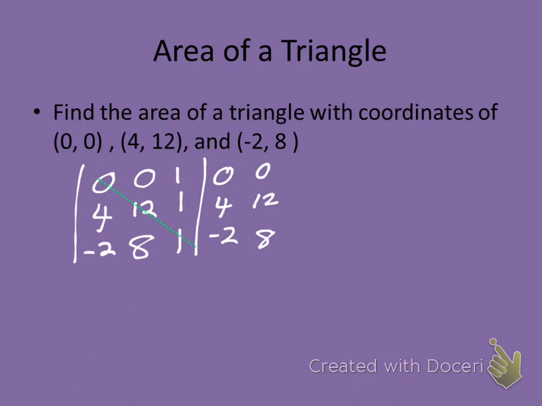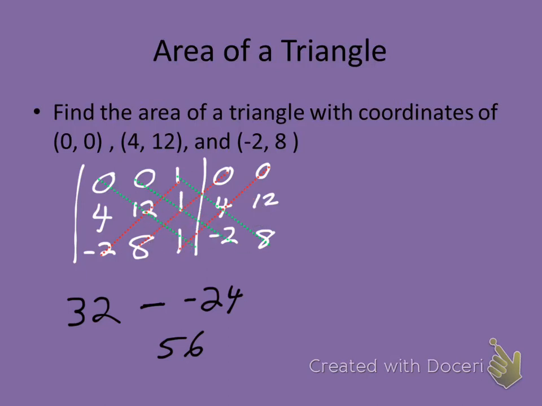Okay, 0 times 12 times 1. 0 times 1 times -2. 0. All right, cool. 1 times 4 times 8. That's 32. Okay, so there's our one ways. Let's go the other way now. 1 times 12 times negative 2. Negative 24. 0 times 8 times 1, 0. 0 times 4 times 1, 0. So 32 minus negative 24 becomes 56.